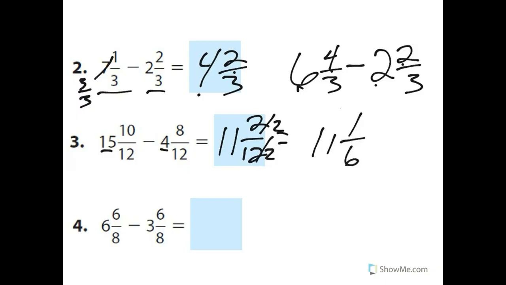I want to see if you can do number 4. Try out number 4 and we'll go over it. 6 minus 3 is 3. 6 minus 6 is 0. So we don't have to put anything. Now, if you put 3 and 0/8, that's fine, but technically it's just 3.